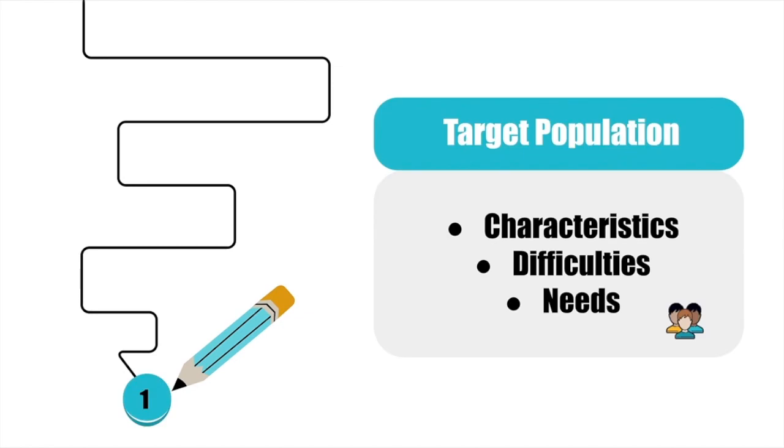For the design of the material, it is imperative to take into account the determining characteristics of the target population to which the material is directed. Who are they? What are their difficulties? And what needs do they require? All this is part of a needs analysis process that was carried out as a first step in order to define the basis of the design process.